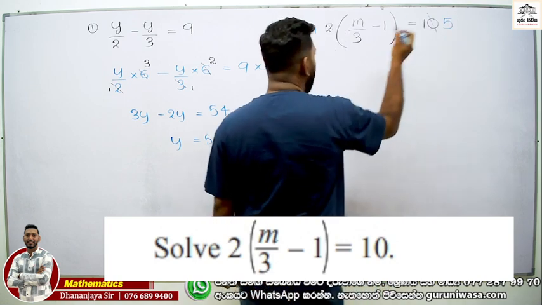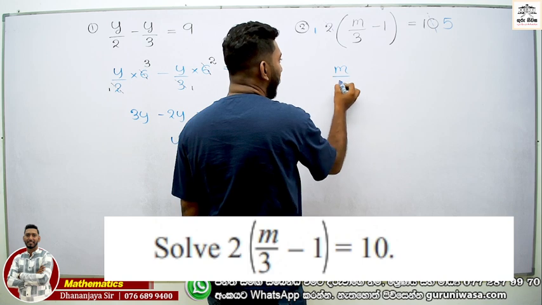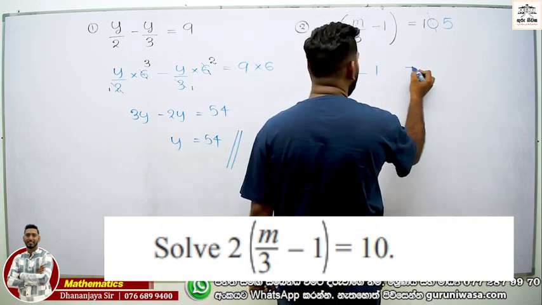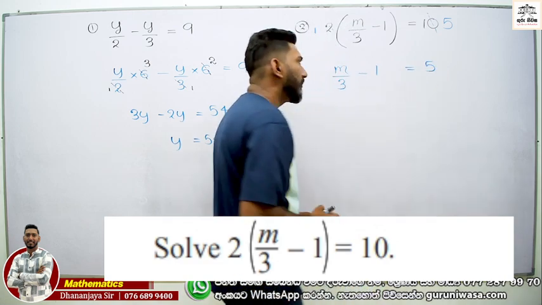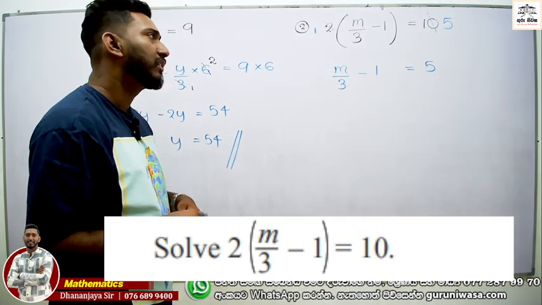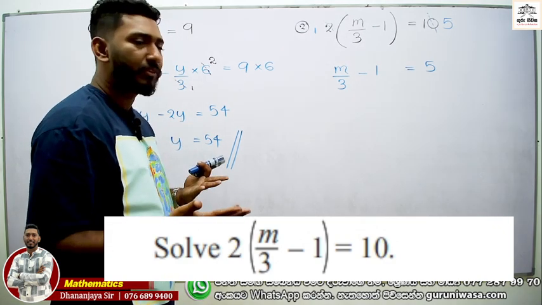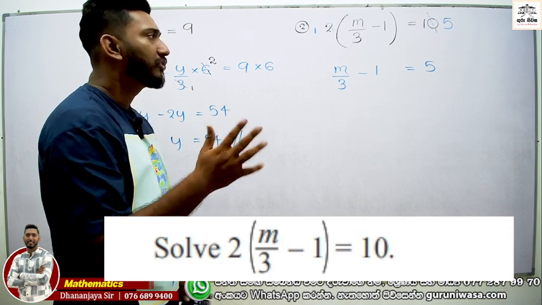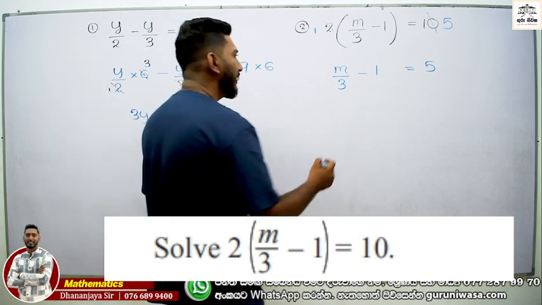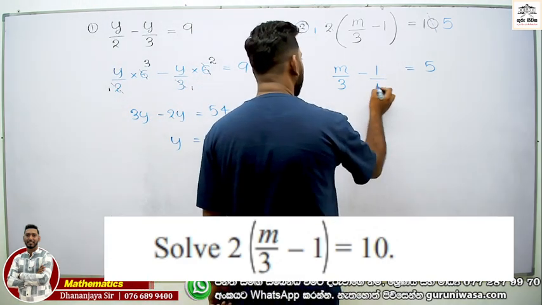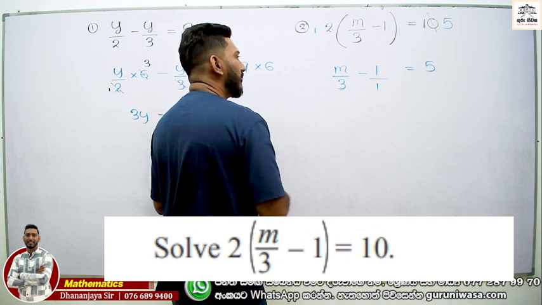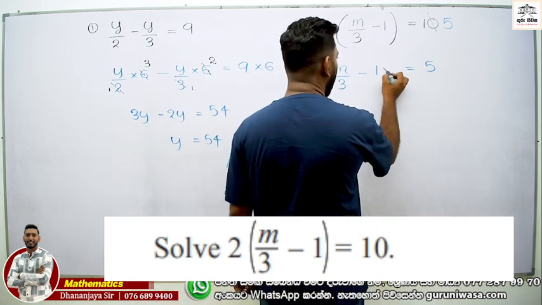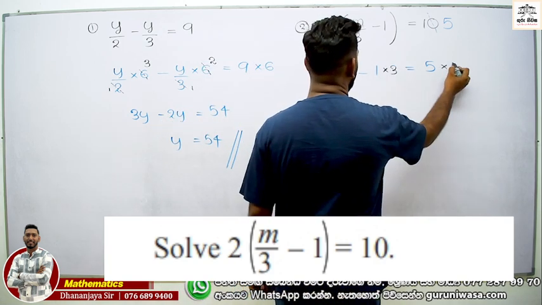Now our equation changes as, eliminate the parentheses, like m over 3 minus 1 equal 5. Now tell me, this one is a very easy thing. You can multiply all terms by the 3, right? Because why? Denominators of this one is a 1. Therefore, you can multiply by 3. Multiply by 3, multiply by 3, multiply by 3.